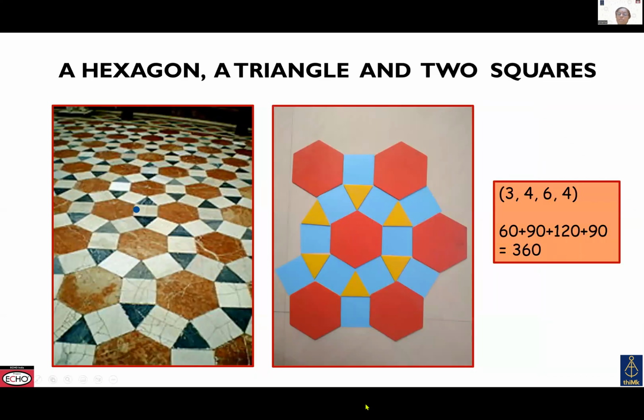And then the fourth one, this styling is actually found in the Archaeological Museum in Seville, Spain. And I've tried to make the same design using 2 squares, a triangle, and a hexagon on the floor. And this tessellation is denoted by 3, 4, 6, and 4. And that's the vertex configuration.